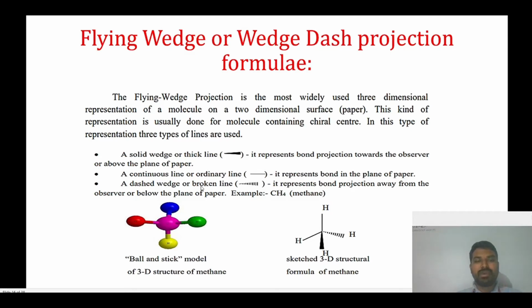A dash wedge or broken line, see this one, represents a bond projecting away from the observer, or below the plane of paper. Means the dotted lines are away from the observer, and the thick line is towards the observer. This is the ball and stick model of the 3D structure of methane, and this is the sketched 3D structural formula of methane.